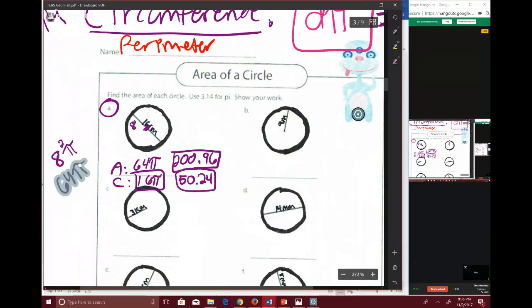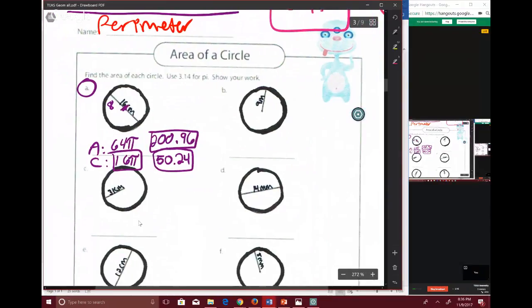Let's look at B, and then we will move to half circles. I recommend practicing lots of circles before you actually move on to half circles. So using the guidance I give you on these two, practice at least 5 or 6 of these. Be very comfortable with them before you do half circles.